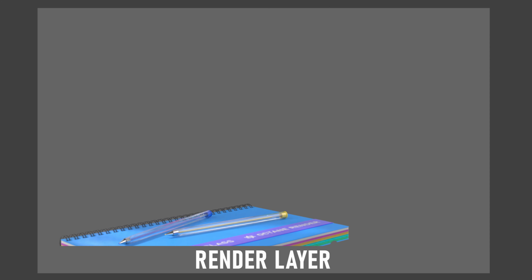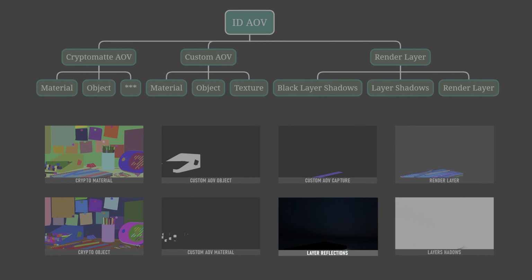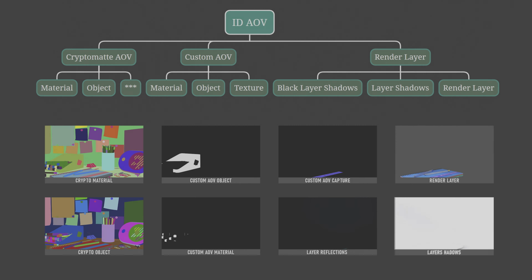The render layer is designed to isolate objects as well as their shadows and reflections. It allows you not only to isolate objects, but also to create passes for shadows and reflections only for these objects, so that they can be arranged on a new background.